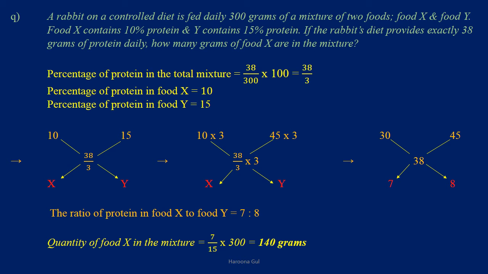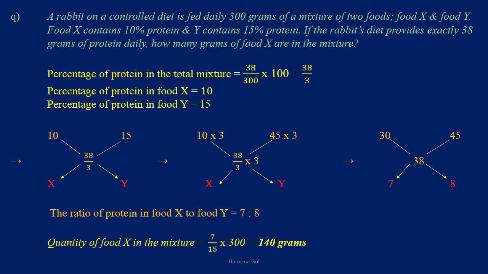The last question of this video says that a rabbit on a controlled diet is fed daily 300 grams of a mixture of 2 foods, that is food X and food Y. Food X contains 10% protein and Y contains 15% protein. If the rabbit's diet provides exactly 38 grams of protein daily, how many grams of food X are in the mixture? Now you see, we've already been provided with the total quantity of protein that the rabbit is fed on a daily basis, right? Which is 38 grams.